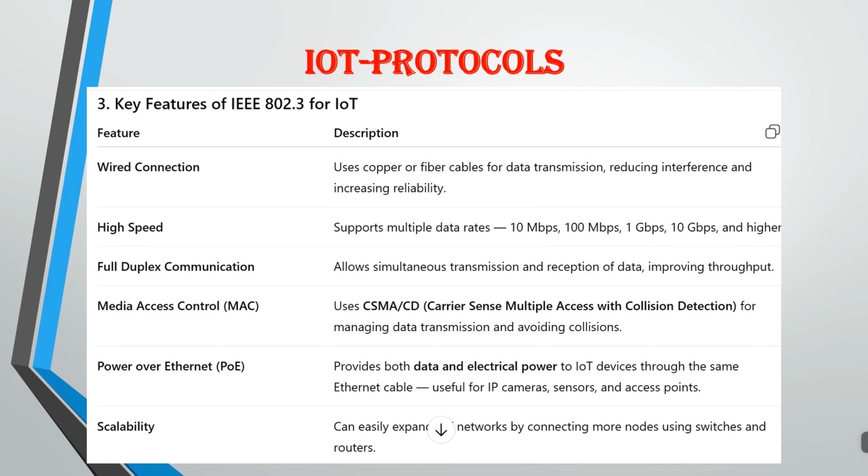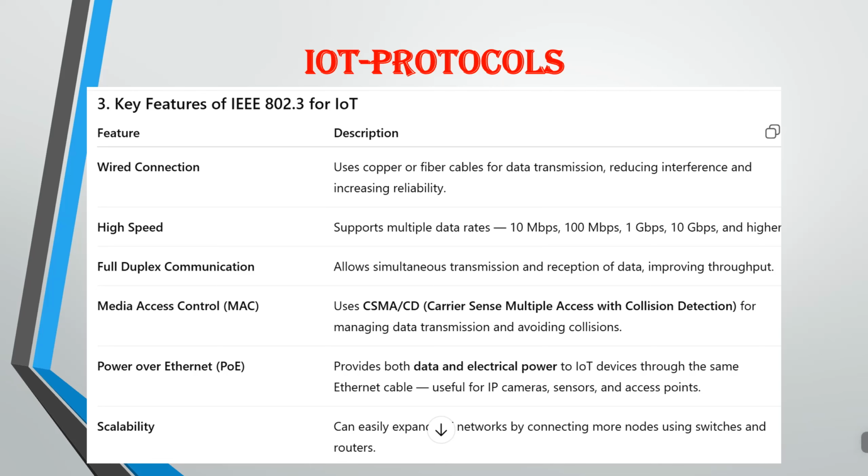So for media access control, it uses CSMA/CD. It's an old concept of a link layer protocol: Carrier Sense Multiple Access with Collision Detection. This is normally a standard used in Ethernet based communication for avoiding collisions and managing the data transmission. So here it uses CSMA/CD for communication, and it is powered over Ethernet, PoE.